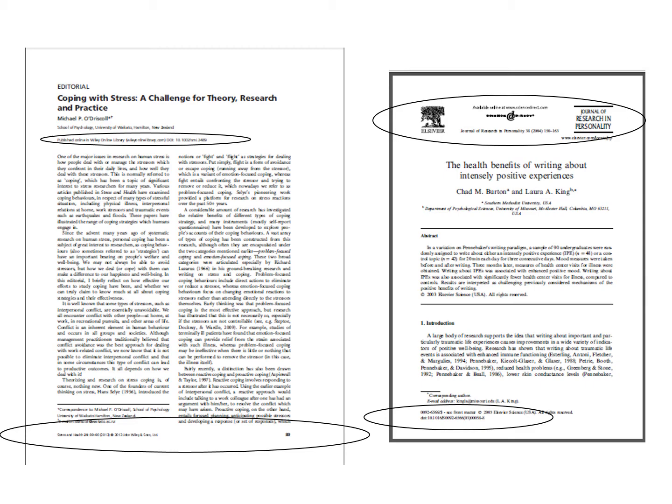The article on the left has the DOI below the author information, while the year, volume, and page numbers are on the left side of the footer. The article on the right has it the other way around. DOI in the footer, year, volume, and page numbers in the header.